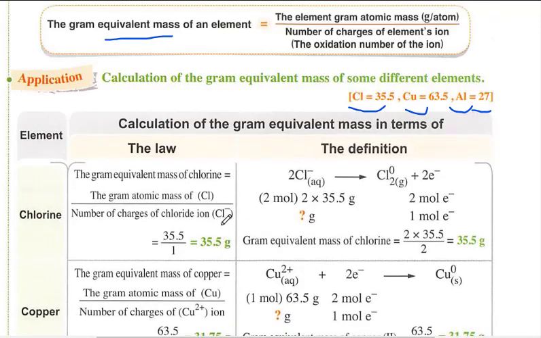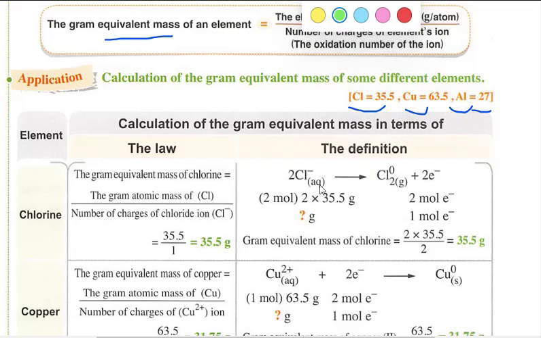There is a definition of the equivalent mass. What is this definition? The equivalent mass is the mass in grams which reacts with 1 mole of electrons. So 1 equivalent mass is the mass which deals with 1 mole of electrons.